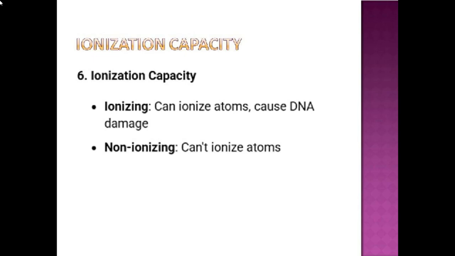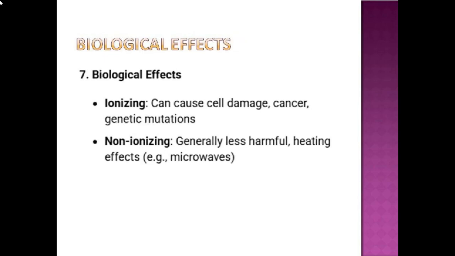Ionization capacity. Let us see the ionization capacity of ionizing radiation. It can ionize atoms and cause DNA damage, whereas non-ionizing radiation cannot ionize atoms, so it cannot alter DNA. Now the biological effect of these two radiations. Ionizing radiation can cause cell damage, cancer, and even genetic mutation, whereas non-ionizing radiation is generally less harmful. As for the heating effect, for example microwave can heat, so we make use of microwaves in cooking food.